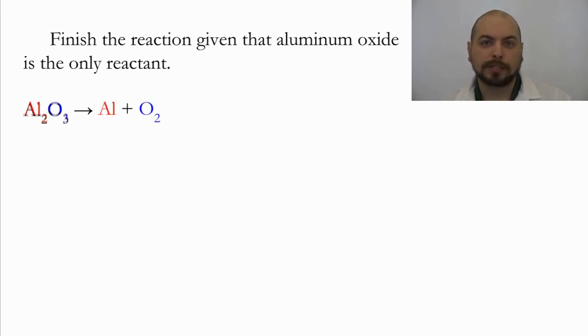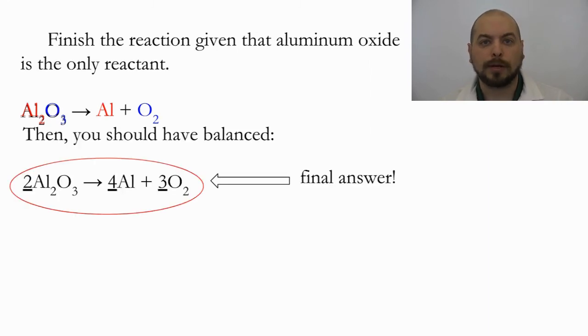Just by looking at this, hopefully you recognize the fact that aluminum oxide is just one reactant. This means it must be a decomposition reaction. And in decomposition reactions, we break down into component parts. In terms of oxides, we're going to break down into aluminum atoms and oxygen molecules. Let's do balance. In order to balance, there needed to be 2 aluminum oxide formula units on the reactant side, 4 aluminum atoms, and 3 oxygen molecules on the product side.